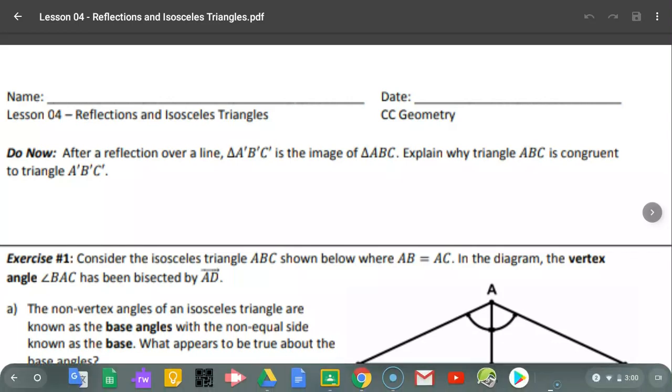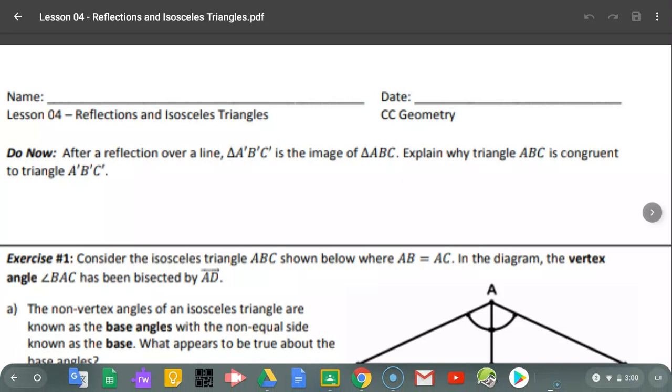You should have filled in that a reflection is a rigid motion. It preserves length and angle measure. Those are always going to be your go-tos when we're talking reflection, rotation, or translation. Those are our three types of rigid motions. Dilations would not preserve length. You could have written just that a reflection is a rigid motion, which would definitely explain congruency. You could have also just said a reflection preserves length and angle measure.